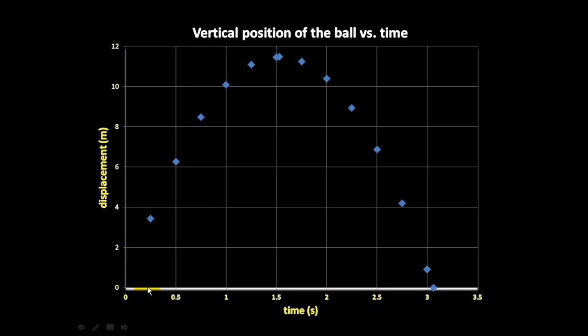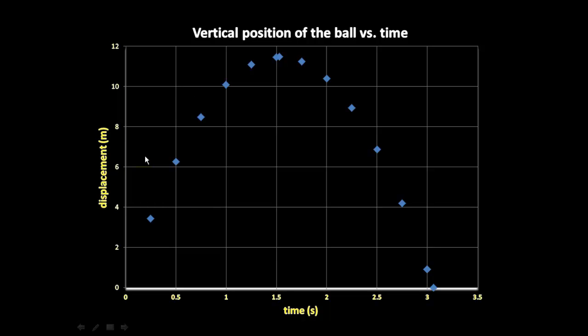So in the first quarter second, see, we have marked off a quarter second here. In the first quarter second, the ball had moved upward something like 3.5 meters here. More than 3 meters for sure. In the next quarter second, it moved from wherever that was to about 6.25. So it moved up a slightly smaller distance during the next quarter second. These plots, these points that we have plotted, are just like snapshots of where the ball was at certain times.